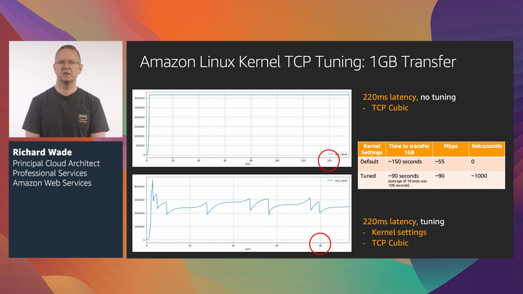In practice, this meant that the tuned kernel was trying to be more aggressive in its transmission, and as a result, did incur more lost packets, so had to reduce its transmission rate quite often. Overall, around 1,000 packets were lost by the tuned kernel, mostly during the initial startup phase, compared with 0 packets lost with the default settings.